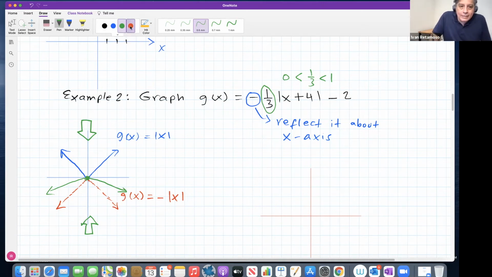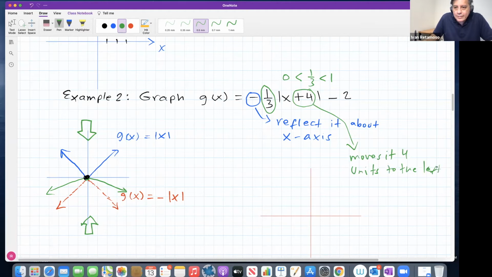And finally, after applying the vertical compression, we are going to do the horizontal shift associated to this 4 units. Moves it 4 units to the left, right? To the left, because opposite to what this suggests. And this guy moves it down, right? Moves it 2 units down, right?